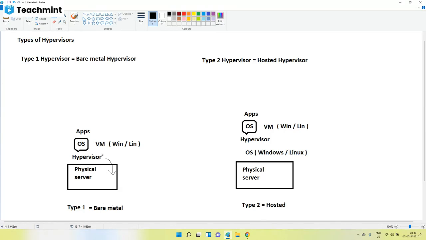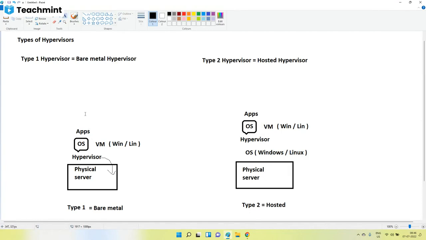The hypervisor is directly installed on the physical computer, without anything in between. Directly we install this hypervisor product on the physical machine. So directly we are contacting the metal. That's why they named it bare metal hypervisor. Then on top of that, we can create virtual machines. We can install Windows or Linux, anything you want here. And on top of that, applications will be running.